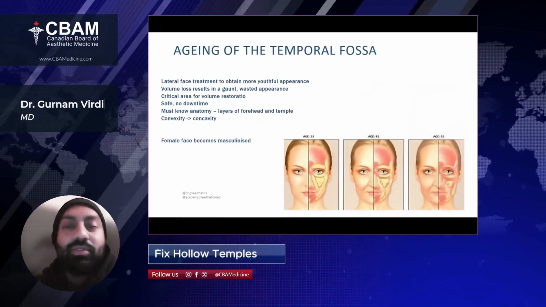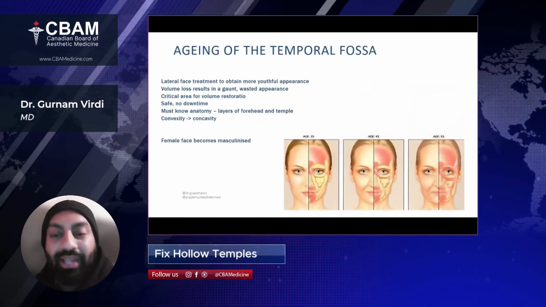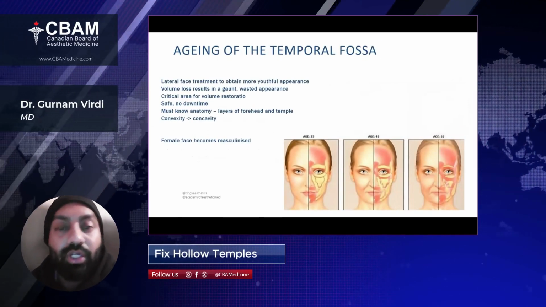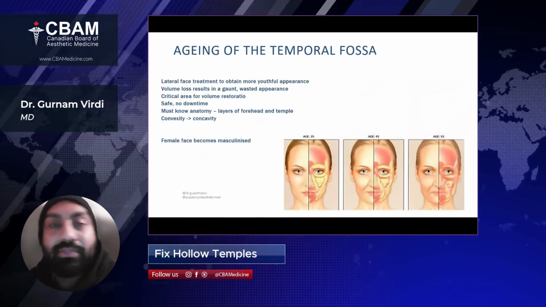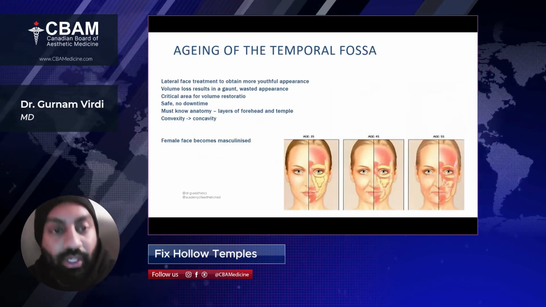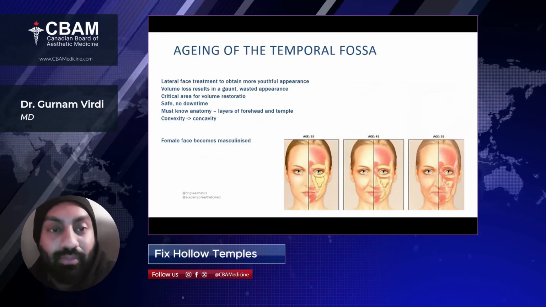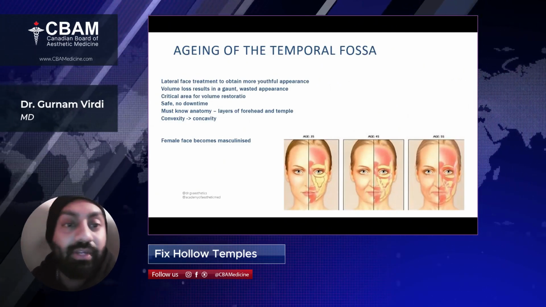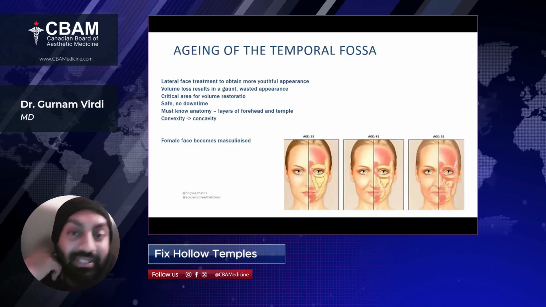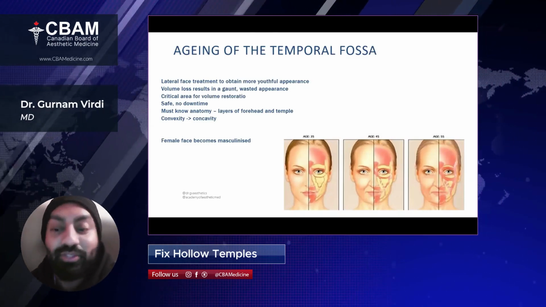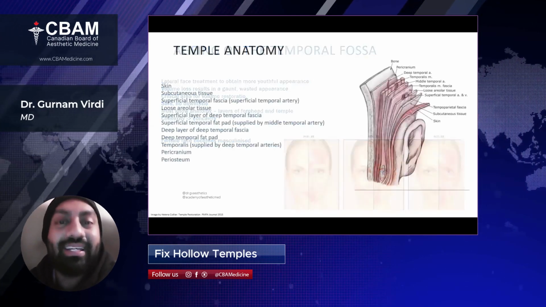So let's move on to the temporal fossa, a huge part of the face actually, which is often overlooked, and we're not aware sometimes of how much it can contribute to the aging process. A very simple and effective treatment when it comes to injecting in the temporal region, but more importantly, as I've been going on for the last 45 minutes or so, is understanding the anatomy.